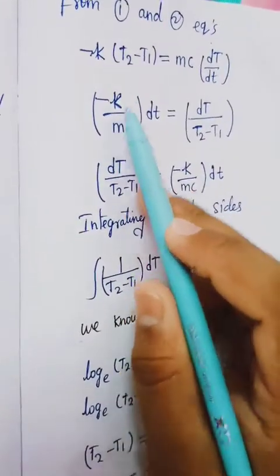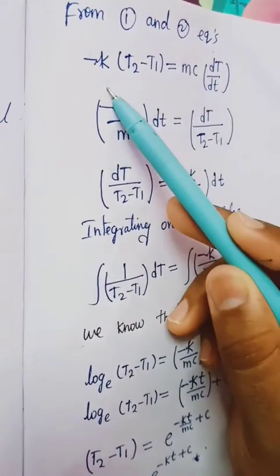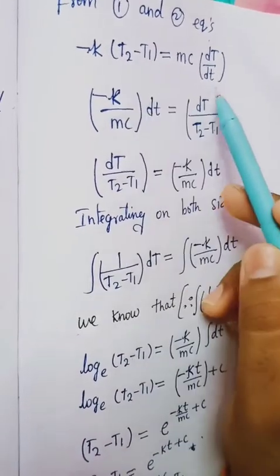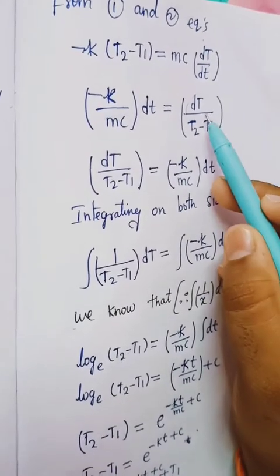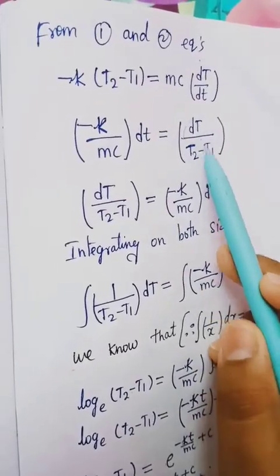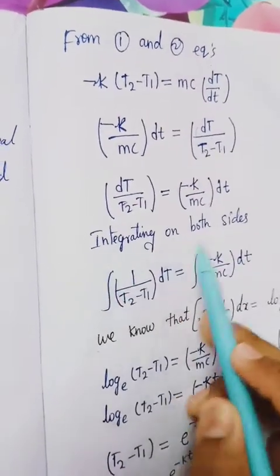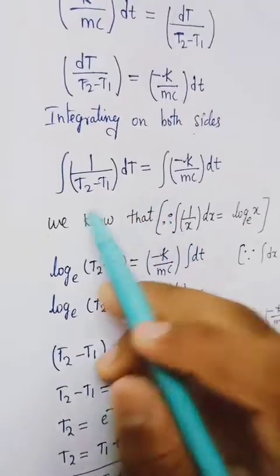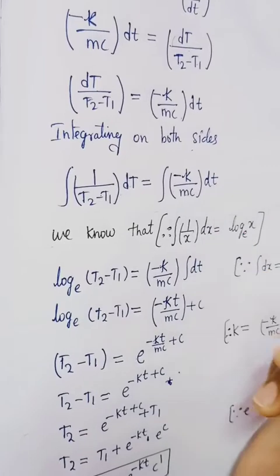From equations 1 and 2, minus k into T2 minus T1 is equal to mc dt by dt. We bring all the temperature terms together: dt by T2 minus T1 is equal to minus k by mc dt. Integrating on both sides, the integration of 1 by T2 minus T1 into dt is equal to the integration of minus k by mc into dt.